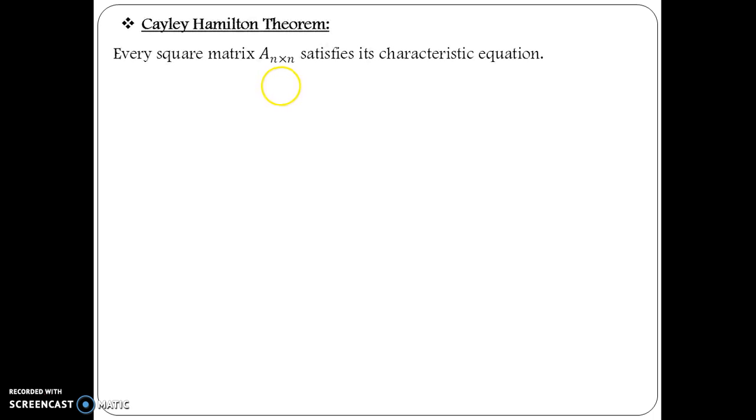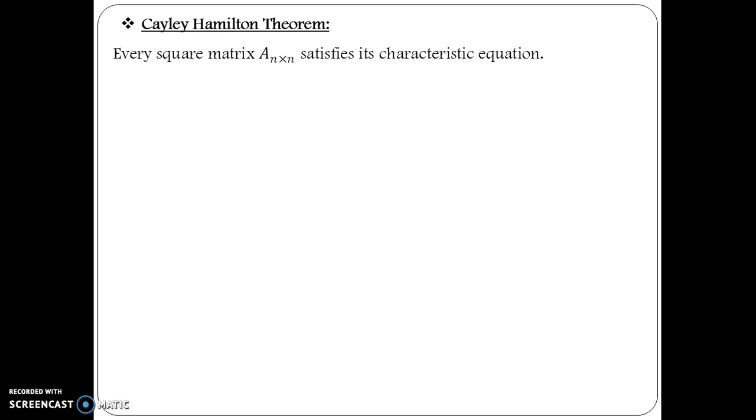In this video lecture we shall go through something known as Cayley-Hamilton theorem. It's very important in linear algebra and it is useful in the topic of eigenvalues and eigenvectors. So let us see what the Cayley-Hamilton theorem says. It says every square matrix A which is of order n satisfies its characteristic equation. It is a very simple statement but a very strong statement.